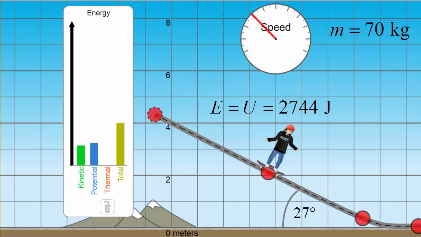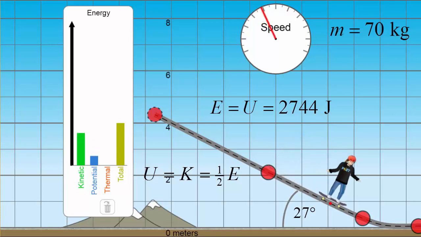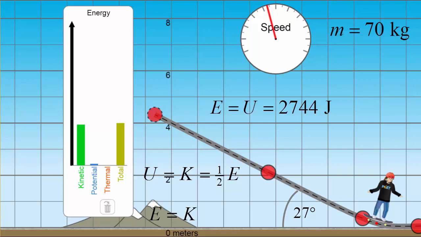Halfway along the ramp, at an elevation of 2 meters, the skater will only have half of his initial potential energy. So at this point, half of the mechanical energy is potential and half is kinetic. When the skater gets to the bottom of the ramp, all of the potential energy has now been converted to kinetic energy. And of course, kinetic energy is equal to half mv squared. So what is the speed of the skater at the bottom of the ramp?